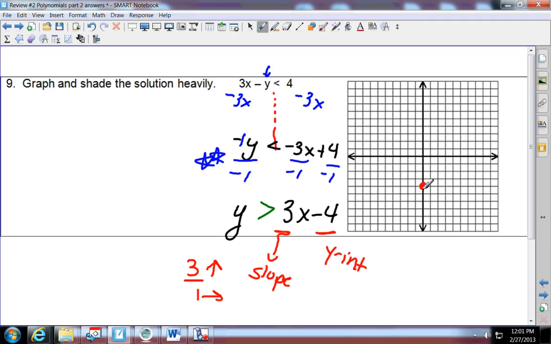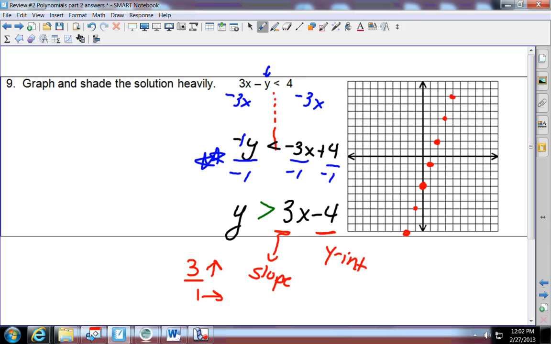So I'm going to start at the y-intercept and go up 1, 2, 3, to the right 1, and put a dot. Up 1, 2, 3, to the right 1, put a dot. And I'll keep going. Now I can go backwards and go down 3 to the left 1. Down 3 to the left 1.